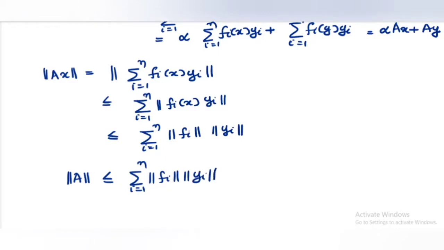This implies each fi is a linear function, a bounded linear function. Therefore, this is less than infinity. yi belongs to Y. Y is a Banach space. Therefore, this is also less than infinity. This implies norm of A is less than infinity. This implies A is bounded. Okay.